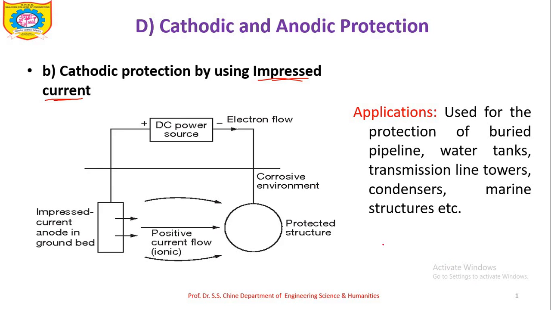So let us see the example. Suppose again this is the underground structure, either a pipeline or anything else. So the structure to be protected is here. Then you have to take some inert electrode in contact with this.